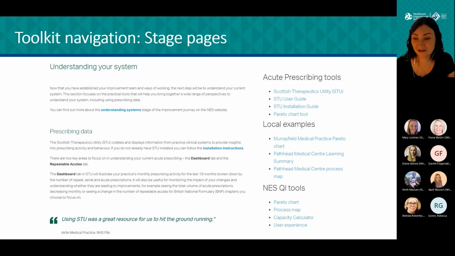The second section is local examples. So those are the stories and the resources from our network teams. And then the bottom section are the NHS Education for Scotland pages on the quality improvement tools included throughout the toolkit.